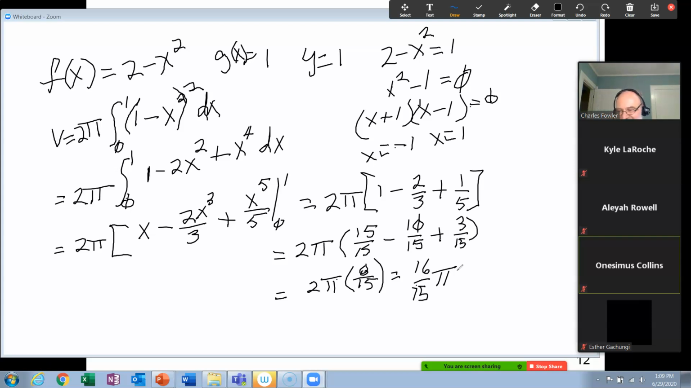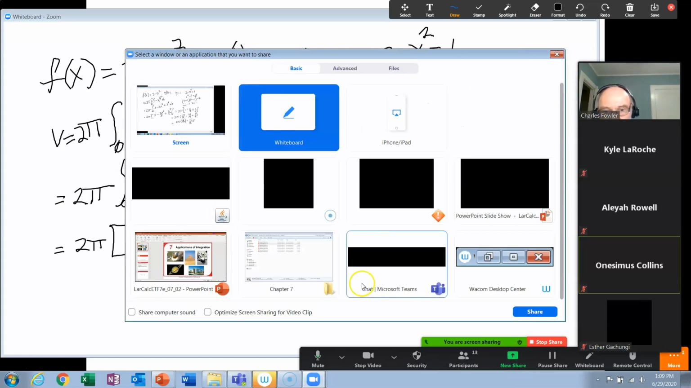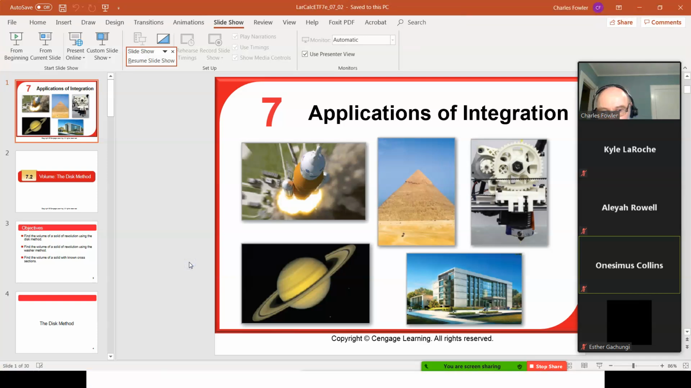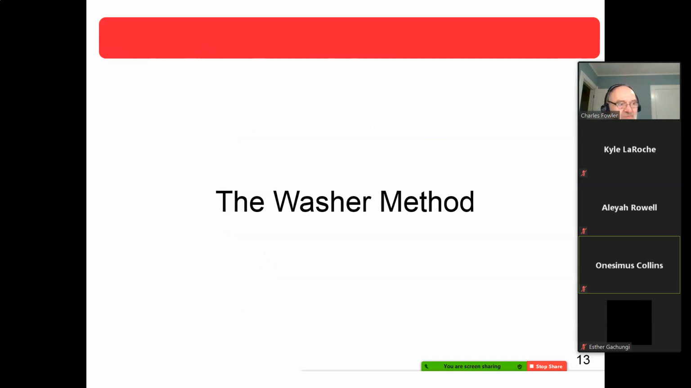I have to move the Wacom out of the way to use my keypad. Okay, so let's go back to the screen share. We'll go back to the PowerPoint 17.2. Go from current slide, which we finished example 1. We just did example 2. Now we're ready to move to page 457, example 3. Now we go till 2:25, so we got plenty of time.